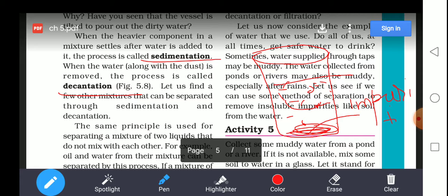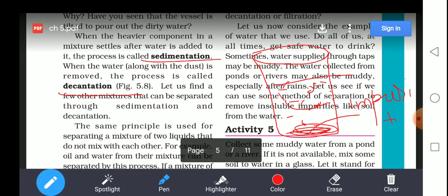Let us find a few other mixtures that can be separated through sedimentation and decantation. For example, the same principle is used for separating a mixture of two liquids that do not mix with each other. The best example is oil and water. If you pour water and add oil, what happens? The two will not mix, they will be separated.